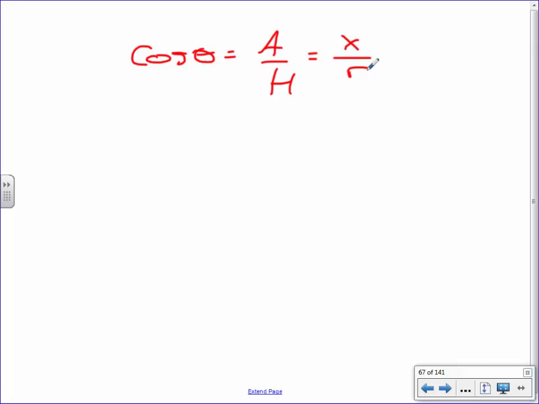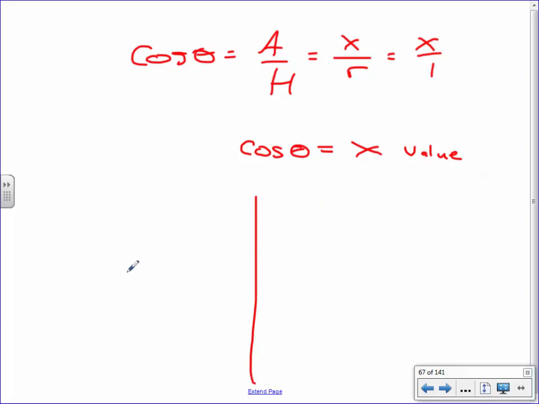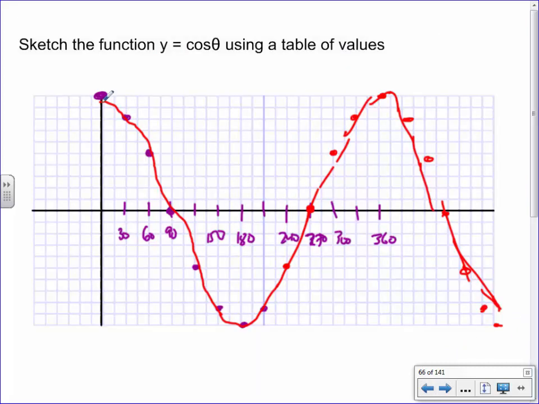Let's make this a unit circle again. So if it's a unit circle, then it's x divided by 1. Long story short, what I'm telling you is that cosine theta is your x value as you go around a circle. So now let's kind of graph the same sort of thing here, and let's figure out what your x value is as you go around the circle. As we start over here at 0 degrees, what's your x value? 1. Yeah, your y value is 0, but your x value is 1, which explains why this graph right here starts up here at 1.